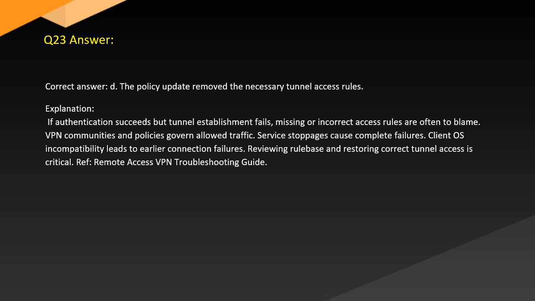Answer. Correct answer: D. The policy update removed the necessary tunnel access rules. Explanation: if authentication succeeds but tunnel establishment fails, missing or incorrect access rules are often to blame. VPN communities and policies govern allowed traffic. Service stoppages cause complete failures. Client OS incompatibility leads to earlier connection failures. Reviewing the rule base and restoring correct tunnel access is critical. Ref. Remote VPN troubleshooting guide.